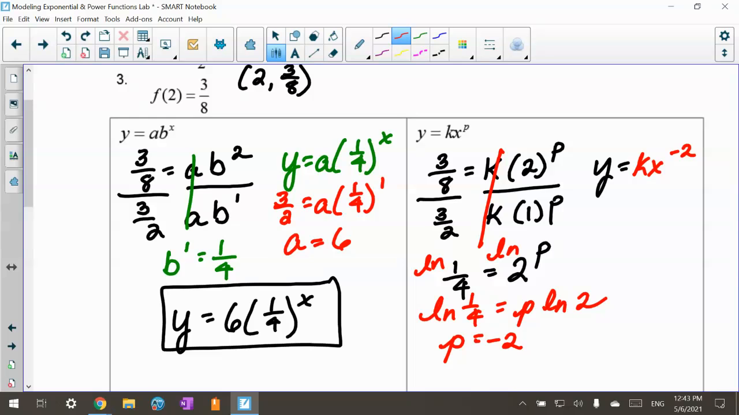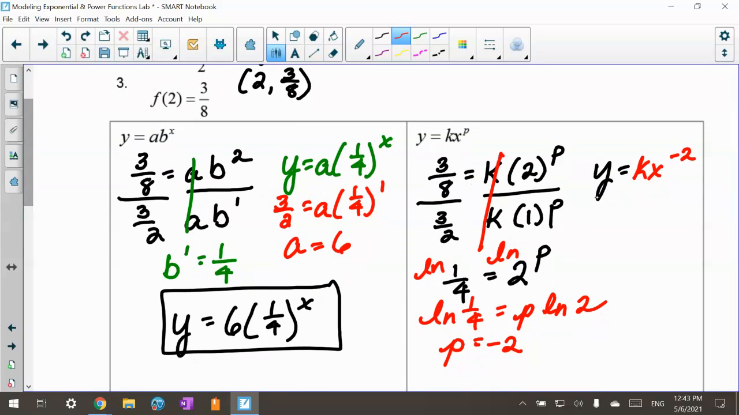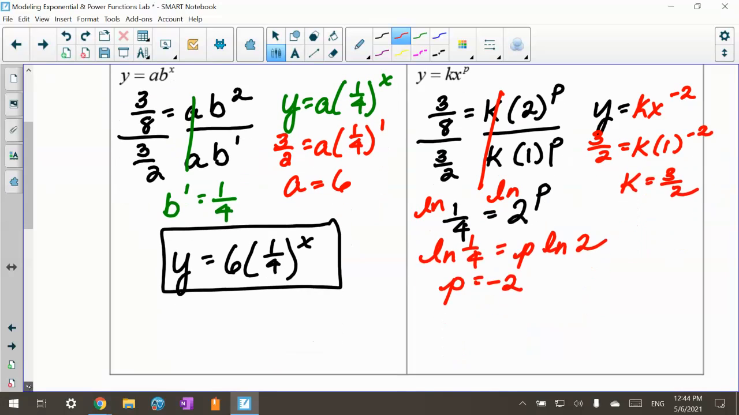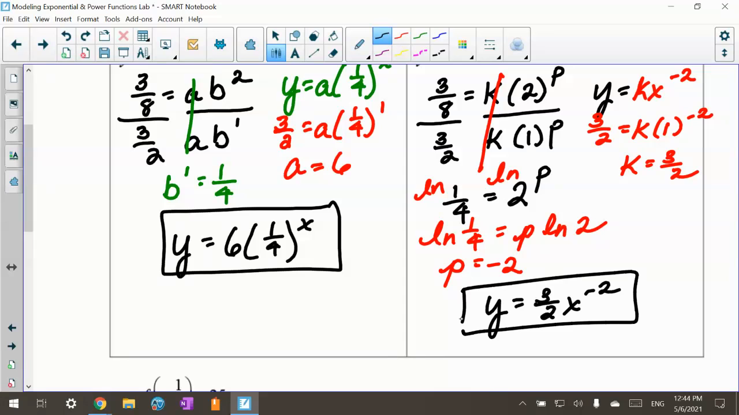So I'm going to do 1, 3/2, the top point here. So here I'm going to put 3/2 equals k times 1 raised to the -2. Divide 3/2 by 1 raised to the -2, you get k to be 3/2. So my power function comes out to be a nice one. y equals 3/2 x to the -2. So I've got 2 and 3 in this video. I'll probably do another one for 4.